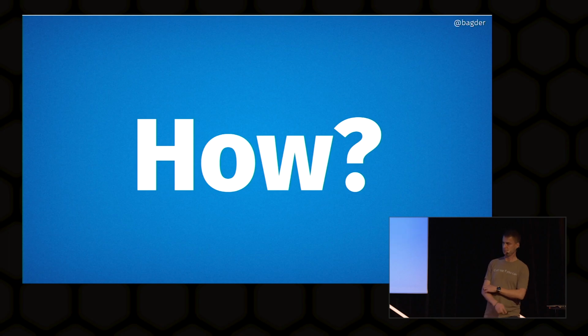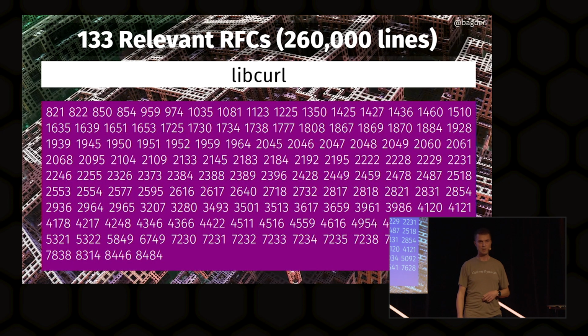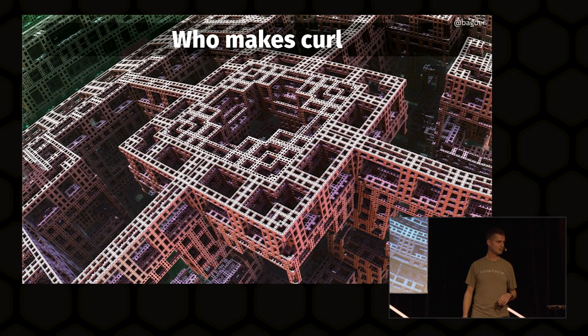So how do we do this? First, you just get those 133 relevant RFCs that we need to read to support all these protocols, which is actually 260,000 lines of specs. I don't think anyone has actually read all those. I think I've glanced at most of these, but it's a ridiculous amount of docs to read. But if you want to participate, you can often just ignore most of that because most of it is already read and understood.